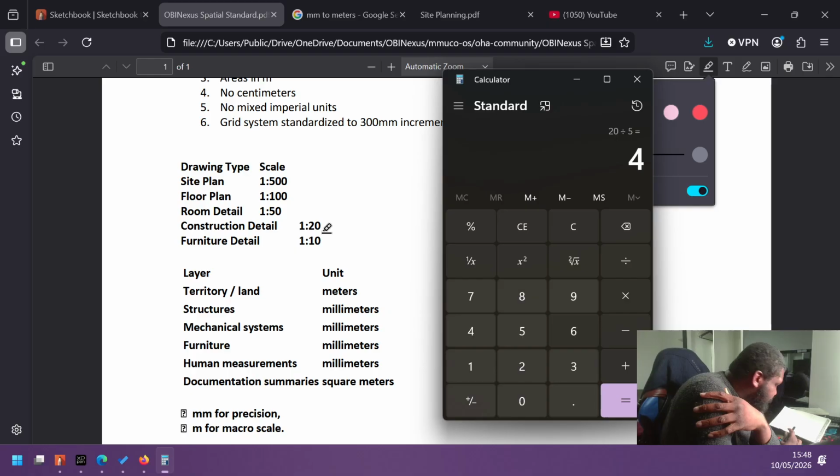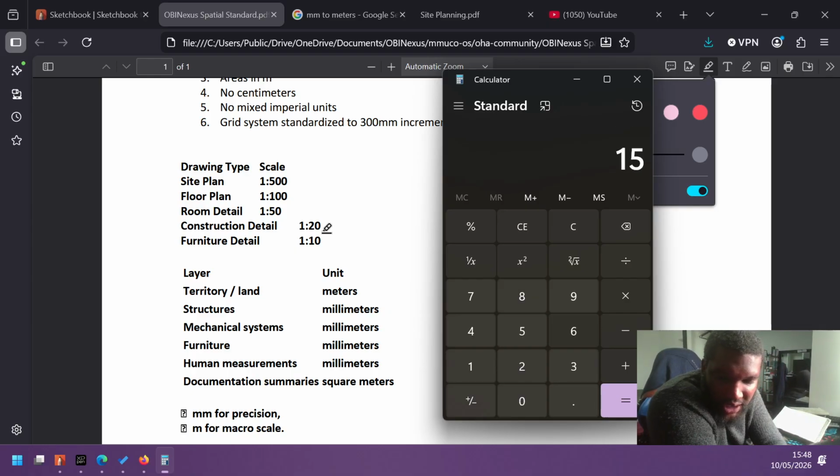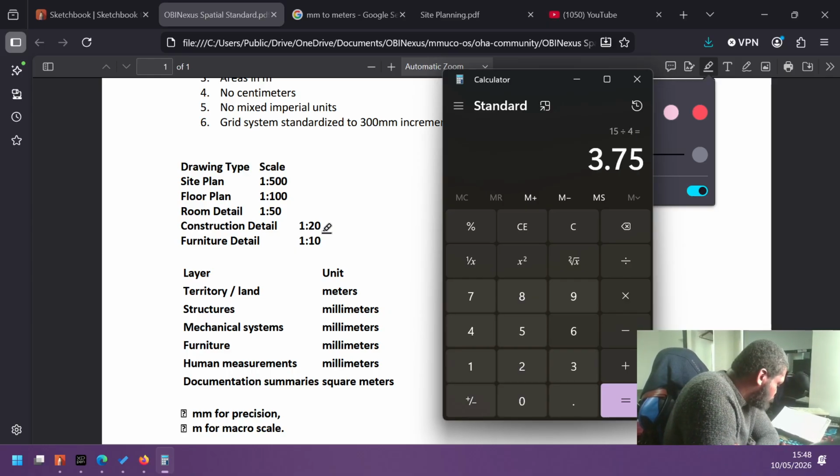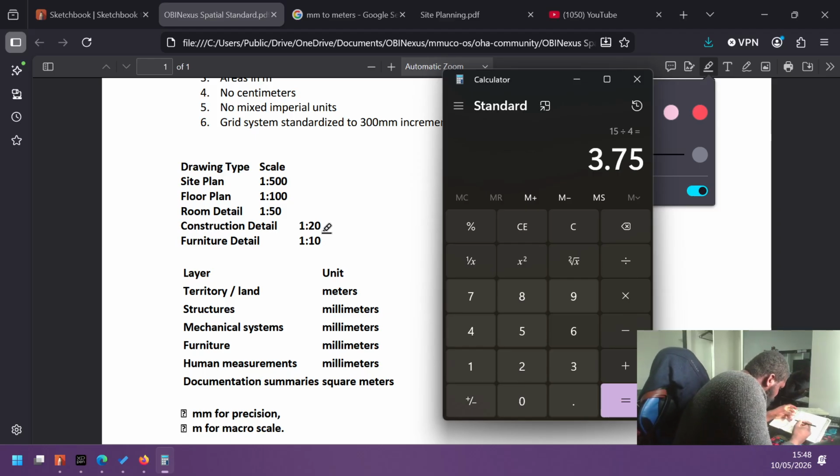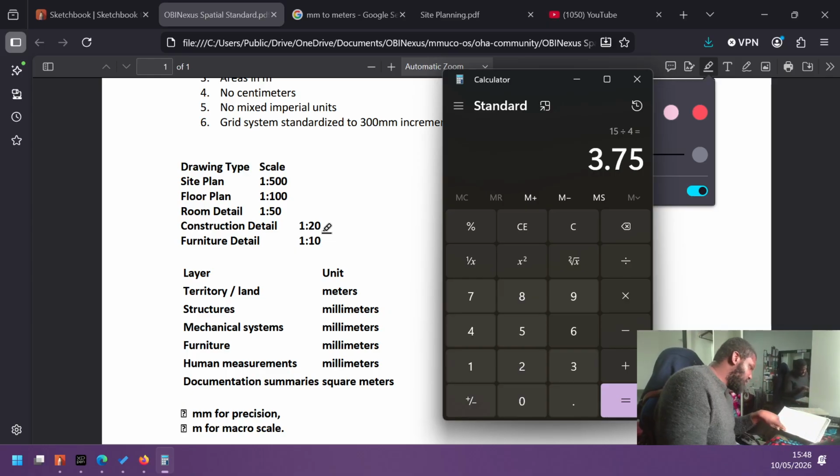15 divided by 4 is 3.75. So let me write it down here. This is basically the door. So basically, this is 4 units. So 20 divided by 5 is 4. This is 5 here. No, this is 6. This is 6. It's going to be 4. It's too big.